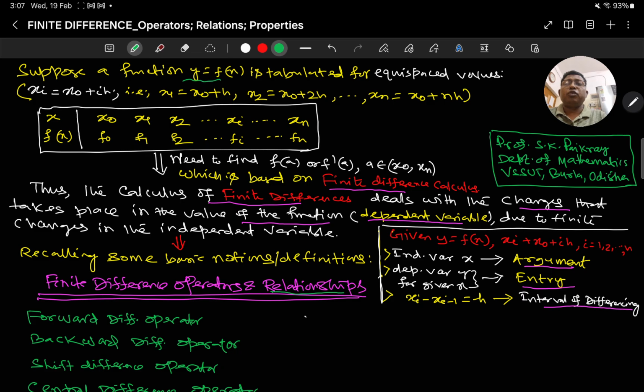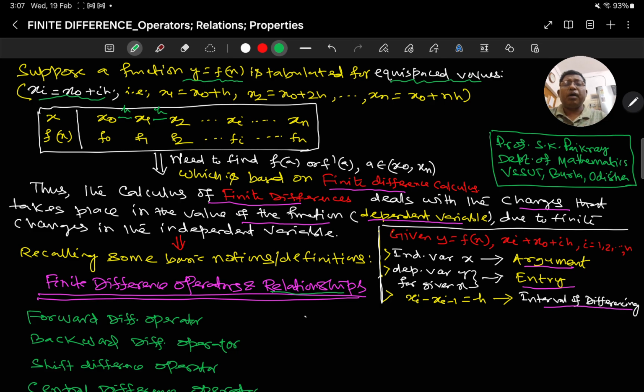Suppose you are given a function y is equal to f(x) which is tabulated for equispaced values of the nodes. That means x_i is equal to x0 plus i h, so the gap between two consecutive nodes is h. This is what is called equispaced.